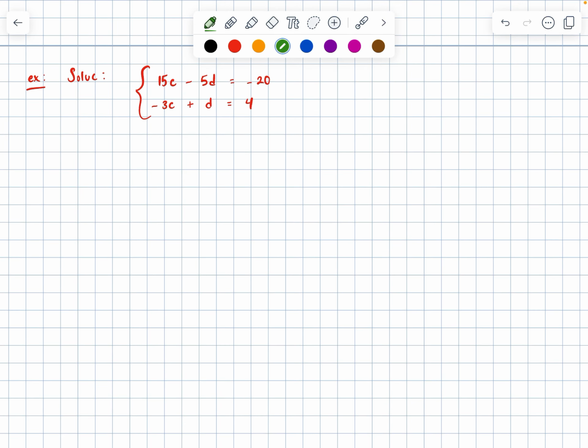15c minus 5d equals negative 20. Negative 3c plus d equals 4. Here, I did the previous one by elimination. I'll do this guy by substitution. Notice I have d without a coefficient. This will be my easiest one to substitute in. So from here, I'm going to take this equation at the bottom and get d by itself by adding 3c to both sides. When I do that, I find that d is equal to 3c plus 4.